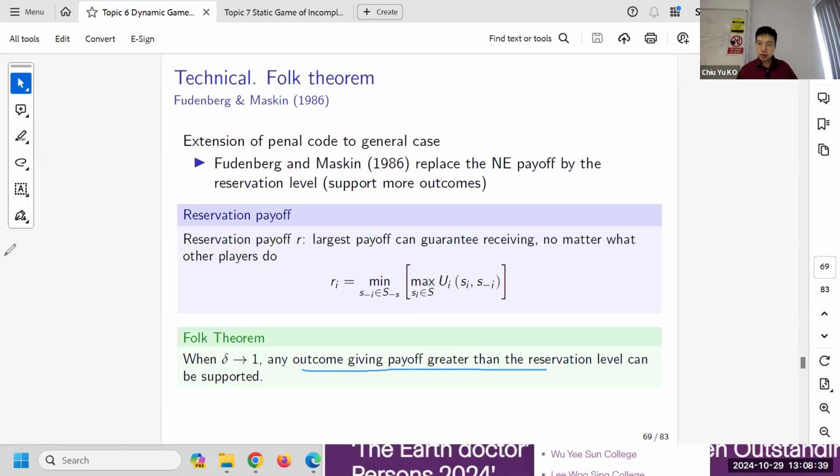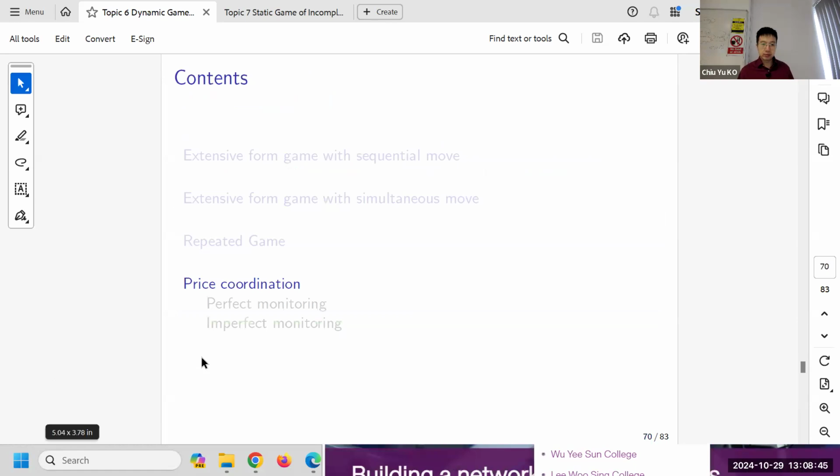Okay, so that is the result for the Folk theorem. Next, we want to give you the application of repeated games in price coordination. That part we will talk about in two sections. One is called perfect monitoring, which is something we have done already. The other one will give you some taste of what we call imperfect monitoring, which is in the recent research, I mean the last 20 years. But unfortunately, this literature is pretty slow, and it is also technical.